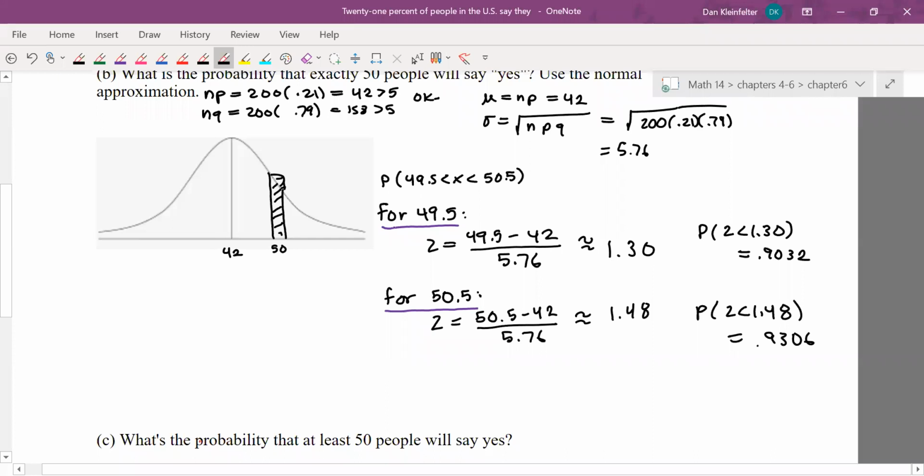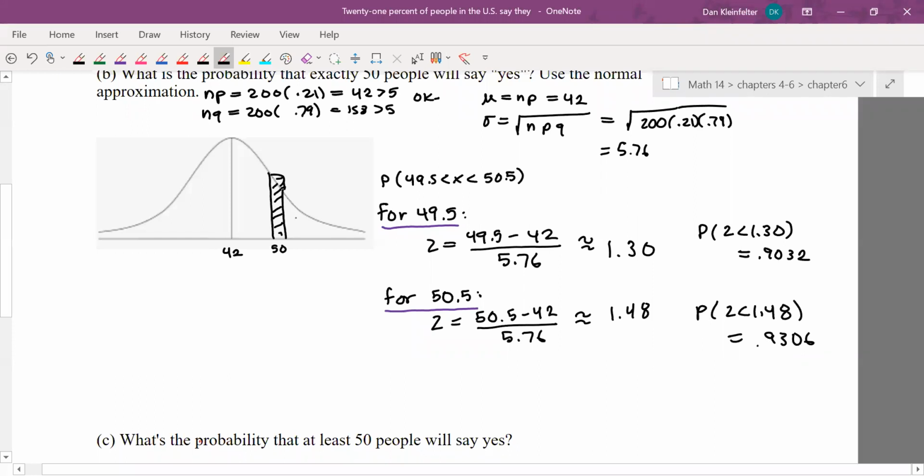All right, so I've calculated the z-score for 49.5. That will be 49.5 minus mu, over the standard deviation. That gives 1.30. And then I also did it for 50.5, getting 1.48 for the z-score. Looking up those probabilities in our standard normal table, the probability that z will be less than 1.30 is 0.9032. And then for less than 1.48, it's 0.9306.